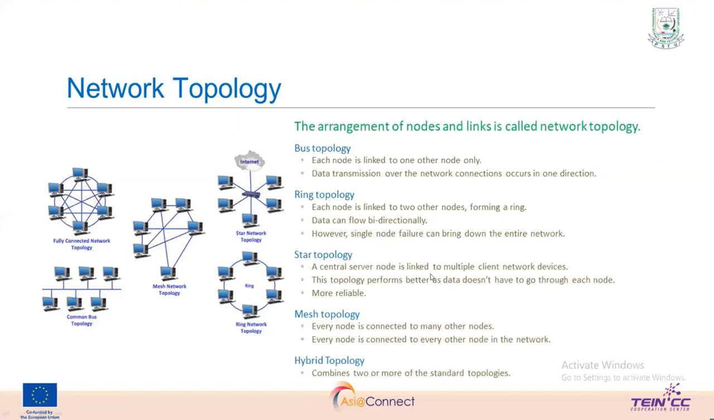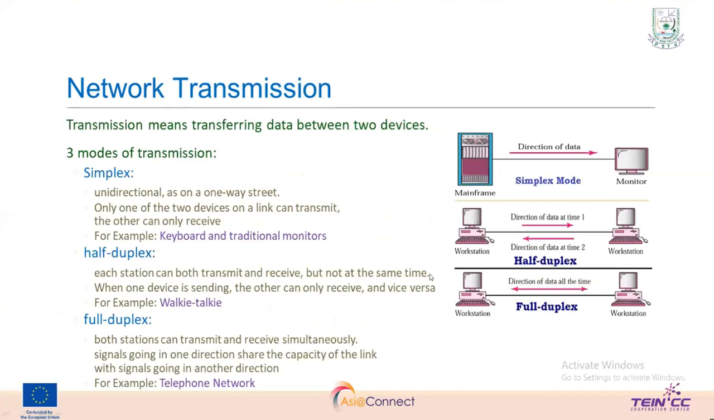This is the network topologies. Okay. Network transmission, or transmission modes. When two devices are connected together and communicate with each other, there are some modes of transmission. Three types of mode actually: simplex, half duplex, and full duplex communication modes.